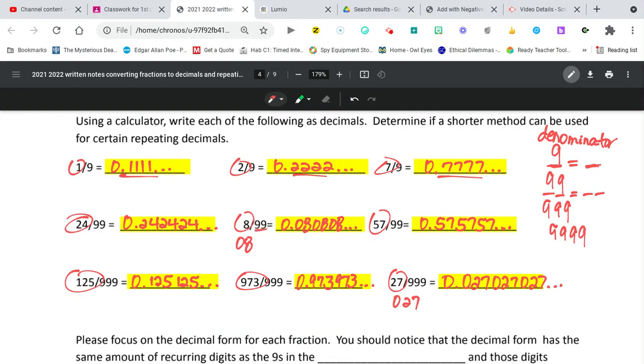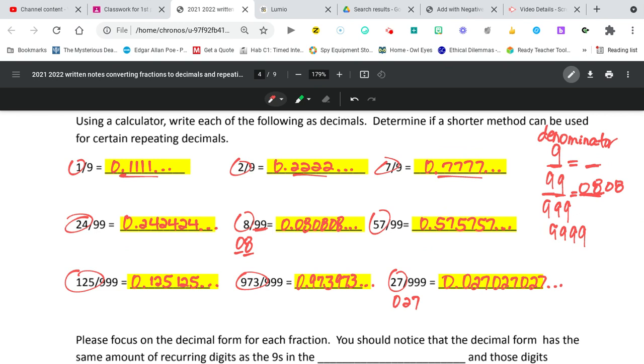That's why this one was 99, but you can't just put 8, 8, 8, because there's only one digit repeating. So you've got to do 0, 8. It still has to be the numerator. Two digits, 0, 8, because 99 is made up of 2 digits.